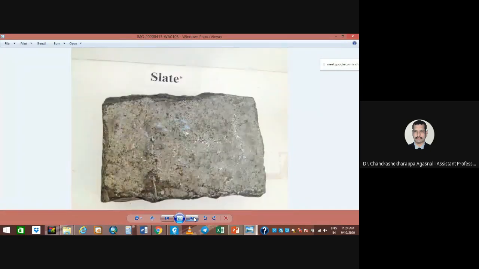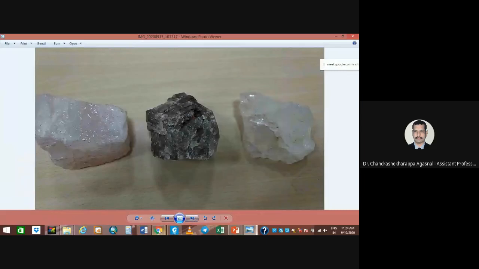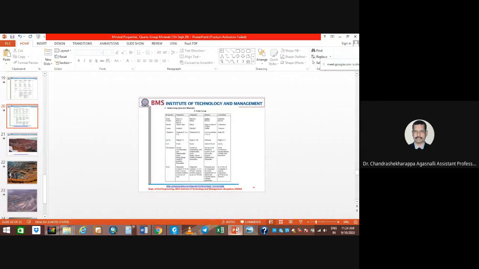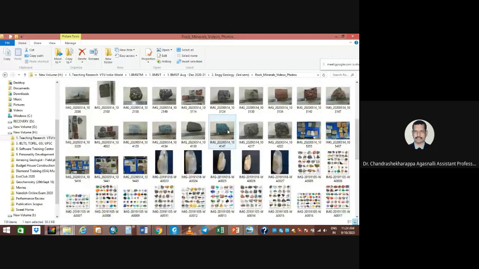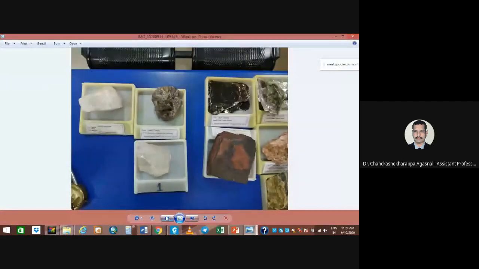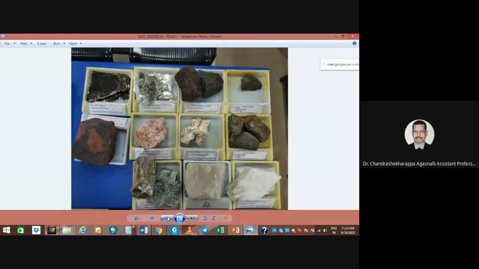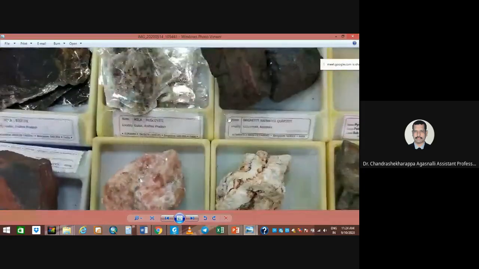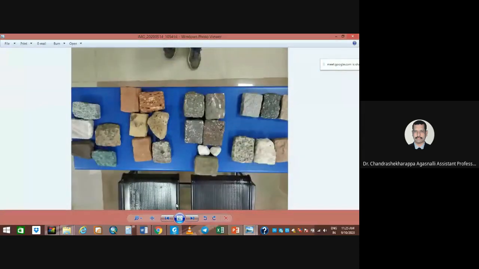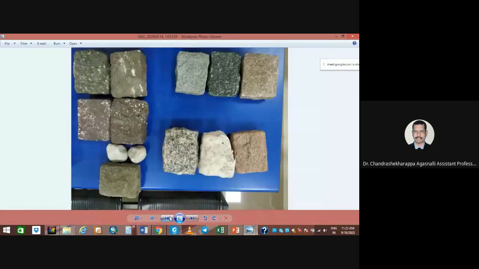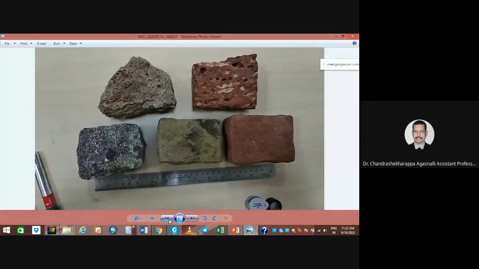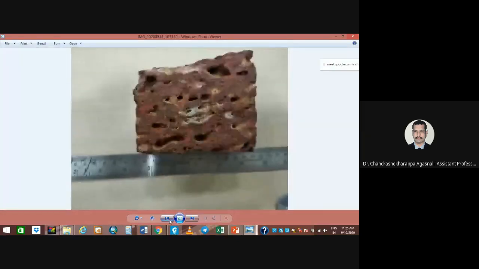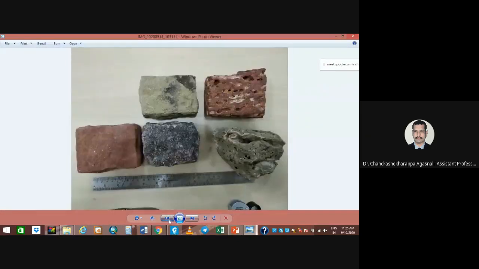Marble, phyllite, slate. So bauxite, corundum we don't have. It's very small. I don't have photos or a specimen of corundum here. Let me show you in the next class.